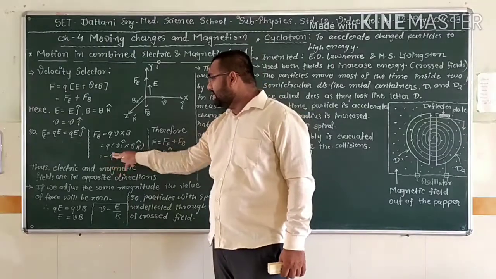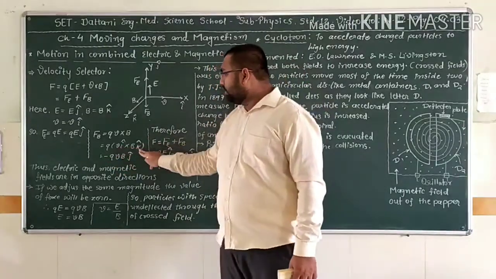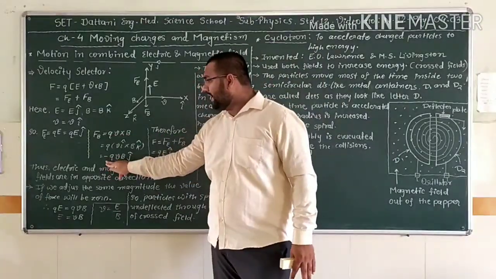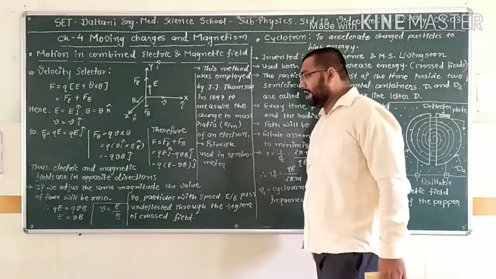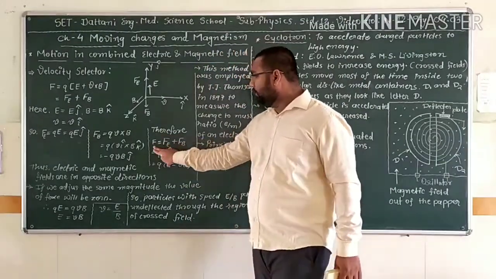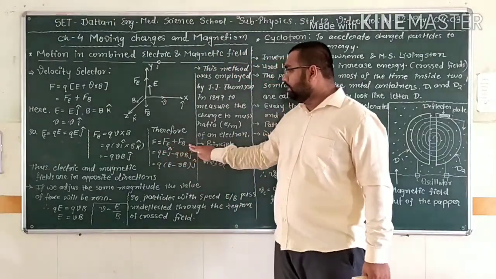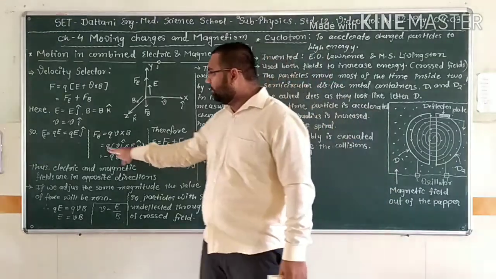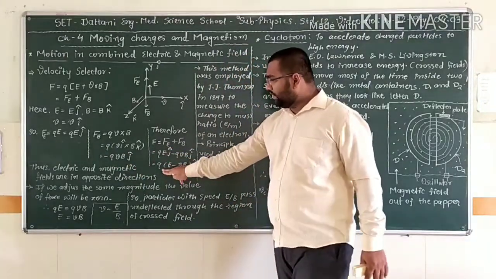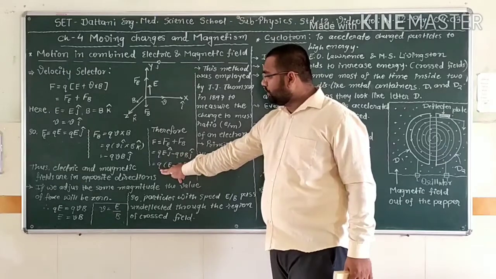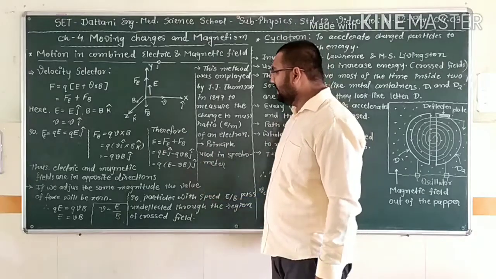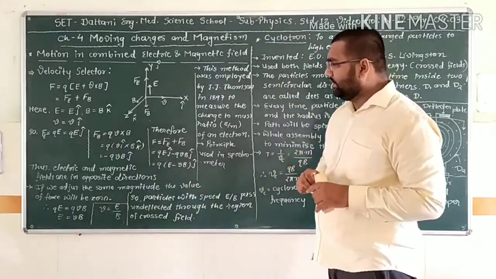So it is denoted by minus j caret. Here i cross k equals minus j caret. So we have the magnetic force equal to minus qvB into j caret. So this is our velocity selector. Therefore, total force equals electric force plus magnetic force. We put in the values of electric force and magnetic force. Here q is common, so q into bracket E minus vB into j caret. This is our total force and its direction.